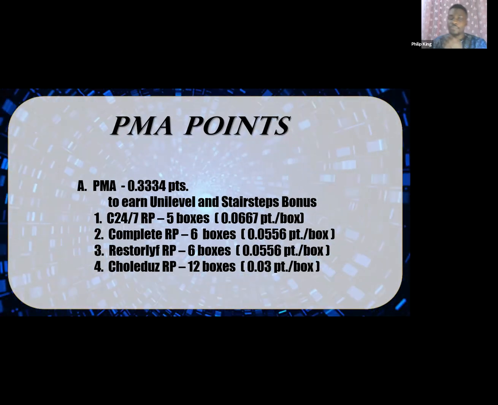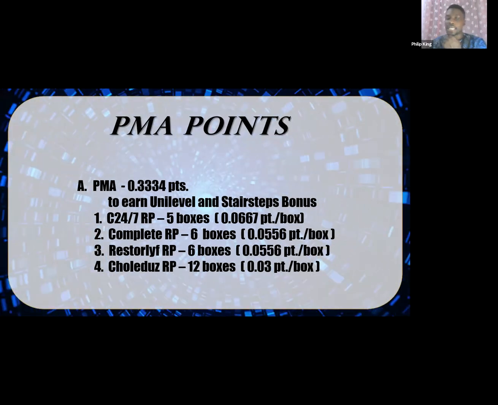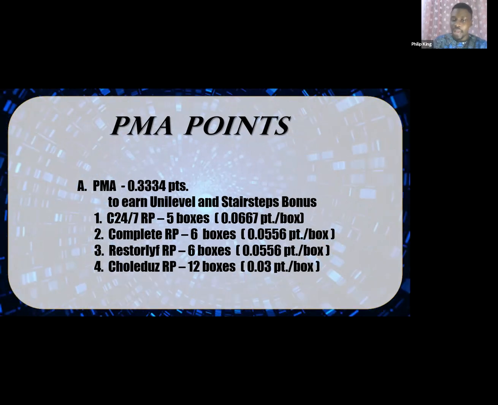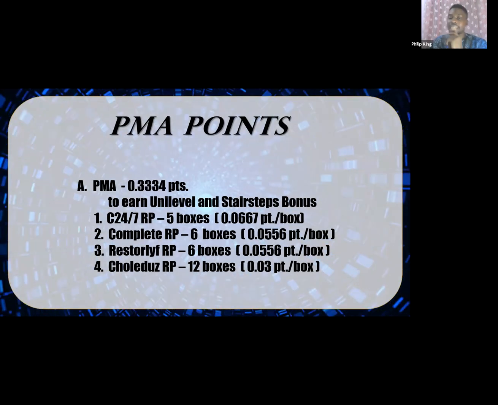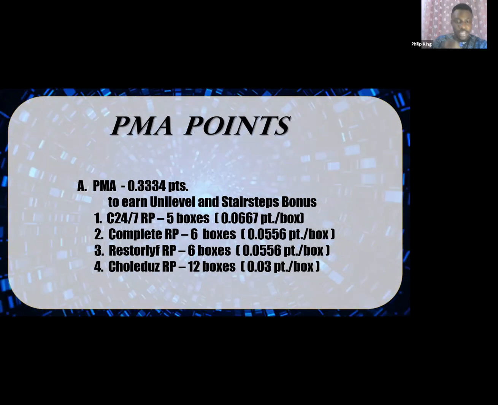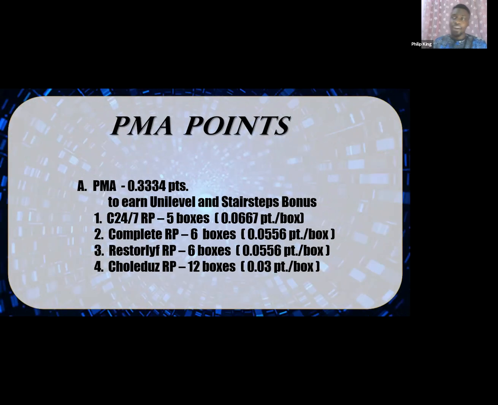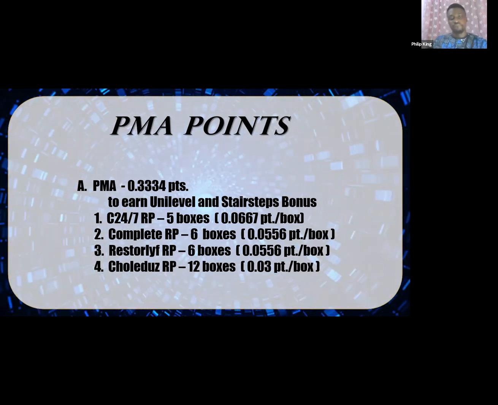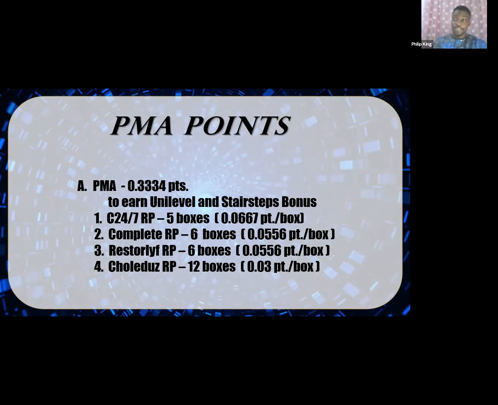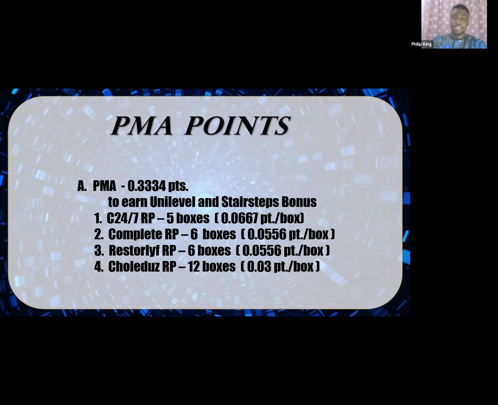5 boxes of C247 will cover your single maintenance. 6 boxes of Restore Life will cover your single maintenance. And then 12 boxes of Coledus will cover your single maintenance. You see, these are the ways to cover up your maintenance. Now, if I buy 6 boxes of Complete this month, it means I have maintained my account for this month.